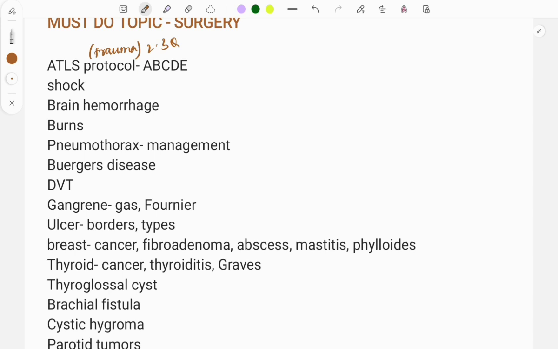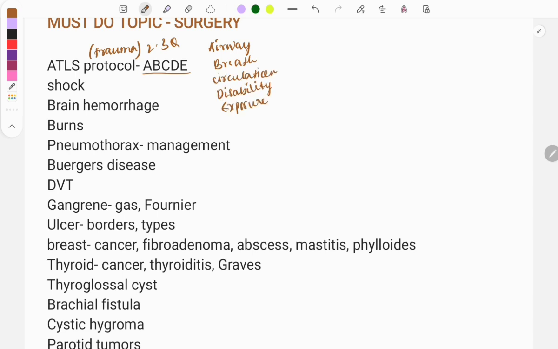As you all know, it is the primary survey and it includes A, B, C, D, E: A for airway, then B for breathing, circulation, disability and exposure. The step-by-step procedure and the findings which you must know, you need to look at all those points.